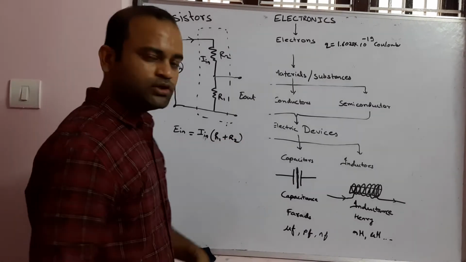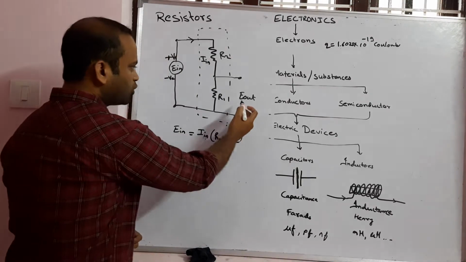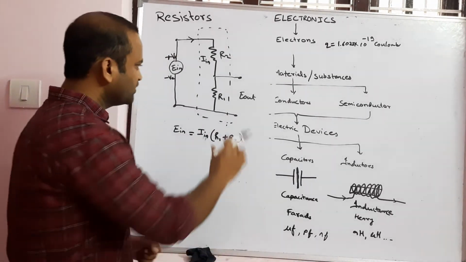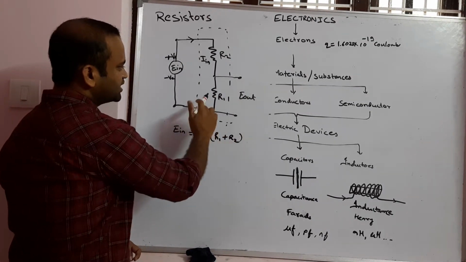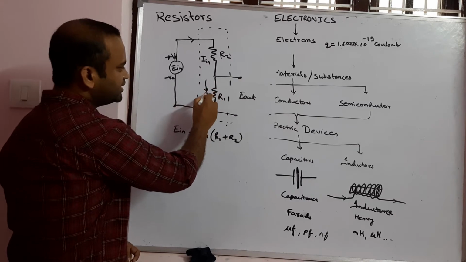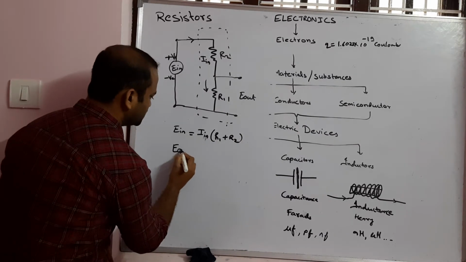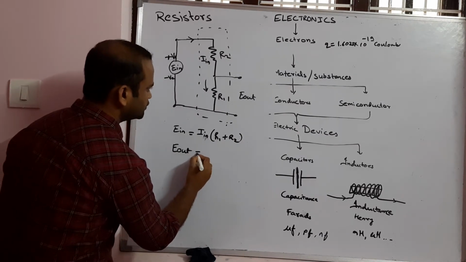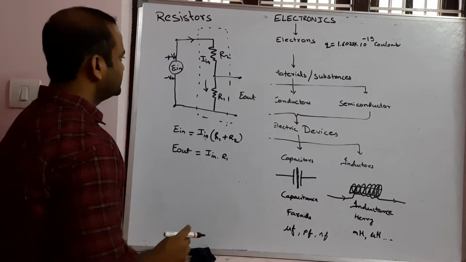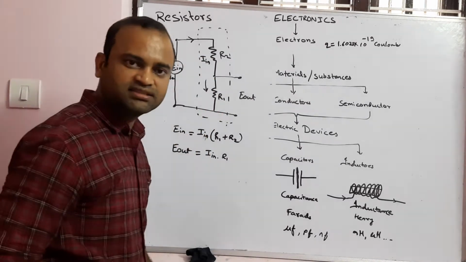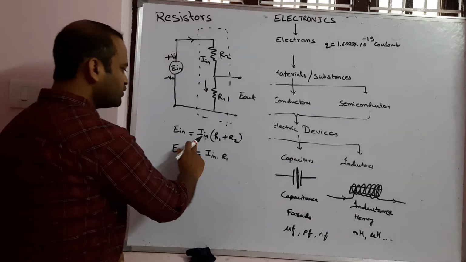And as per Ohm's law, we can also say that the output voltage, which is measured across this resistor, is equal to the current flowing through this resistor multiplied by this resistance value. Hence, it can be given as E out is equal to I N into R1. Since this same I N is flowing through this resistor as well, E out is equal to I N into R1.